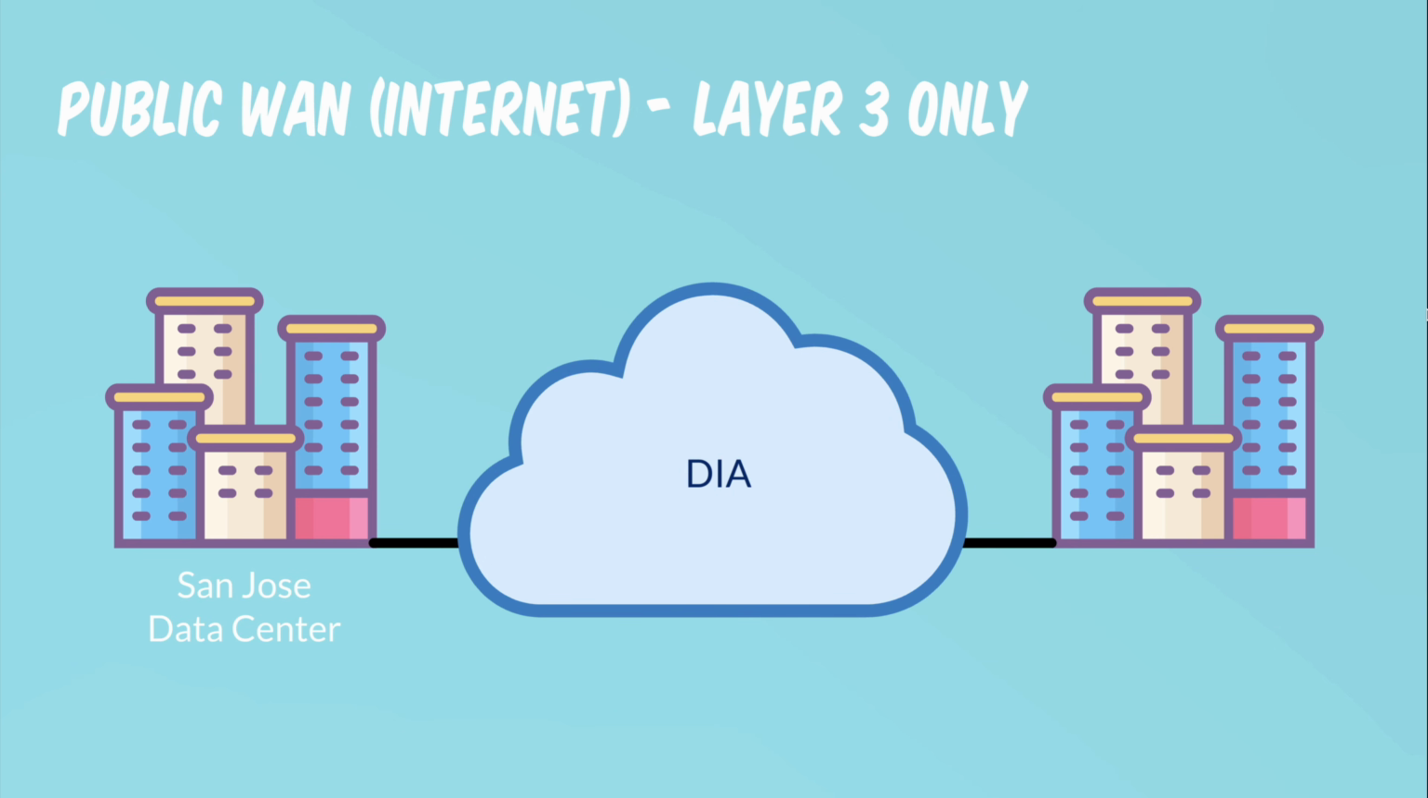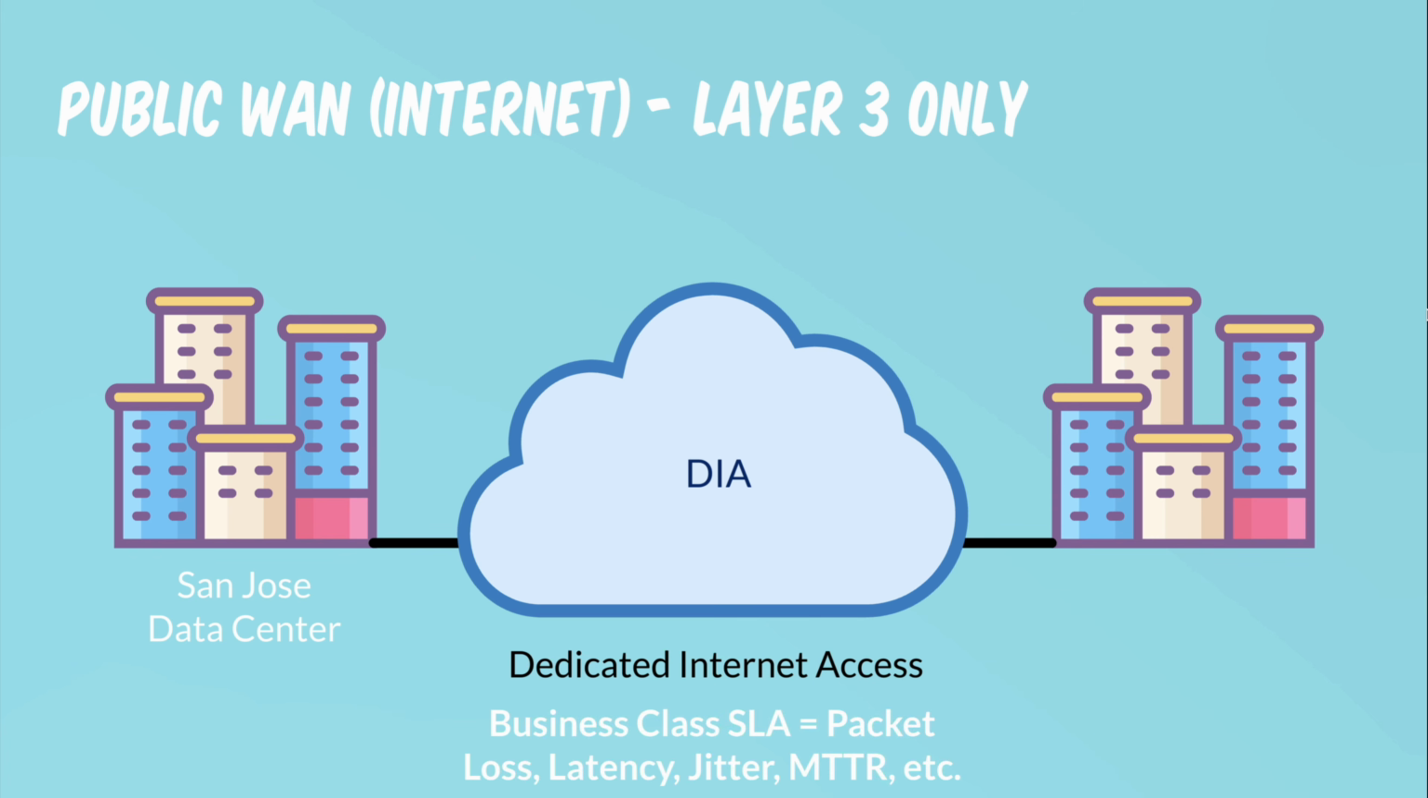And there are 2 categories within public WAN. One is DIA. It stands for Dedicated Internet Access. It's the most expensive type of internet circuit you can get, but cheaper than MPLS or VPLS or the dark fiber, of course. Here, the infrastructure within the service provider network is shared.